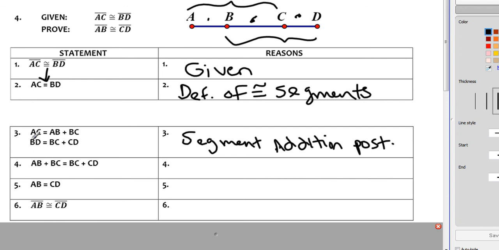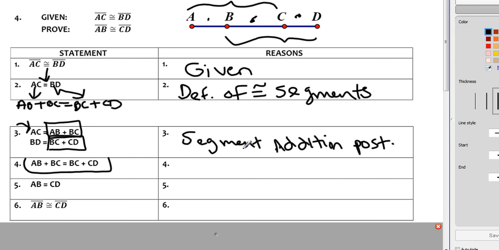Number 4. Well, up here we said that AC equaled BD. Then we defined what AC was. We said that AC was AB plus BC. So I'm going to take this AC here and replace it with AB plus BC. And we said that equaled BD. Well, down here we define what BD was. So we're going to replace BD with what we made it equal, which is BC plus CD. And that's how we end up with number 4. That's the substitution property. We've substituted their new values.